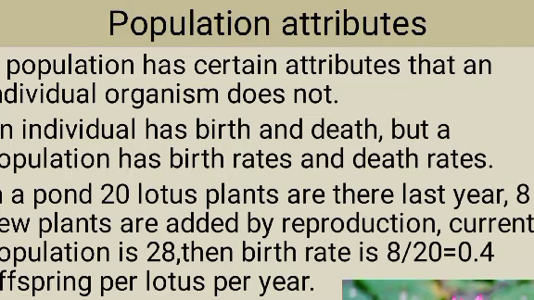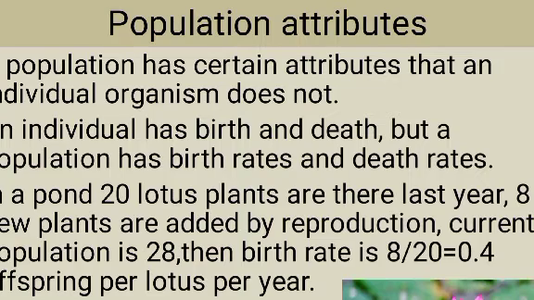Another term for birth rate is natality rate. Then what is death rate? It is just opposite to the birth rate, isn't it? It is the number of deaths per 1,000 individuals of a population per year. The number of deaths per 1,000 individuals of a population per year is said to be death rate. We can also say it as a mortality rate.